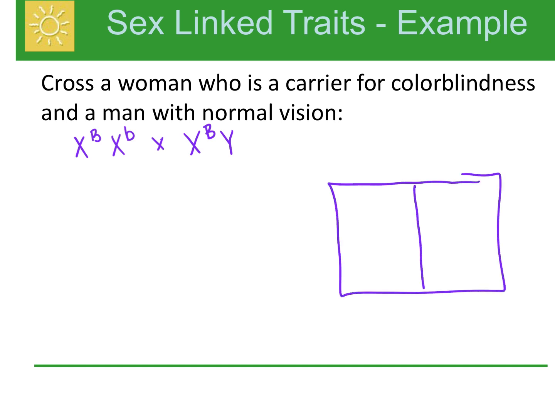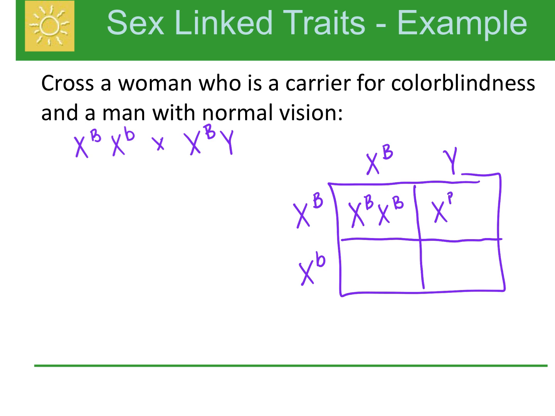So now I'm going to draw the Punnett square. So the woman is X big B, X little b. And the male is X big B, Y. All right, so now we'll fill out the Punnett square. So we have X big B, X big B. We have X big B, Y. We get X big B, X little b, and then X little b, Y.